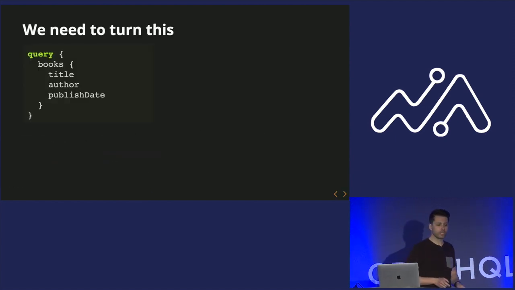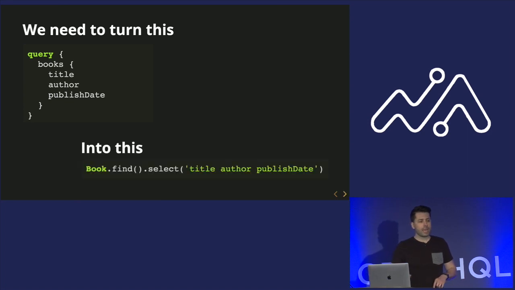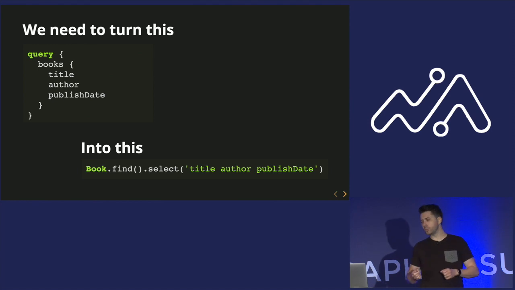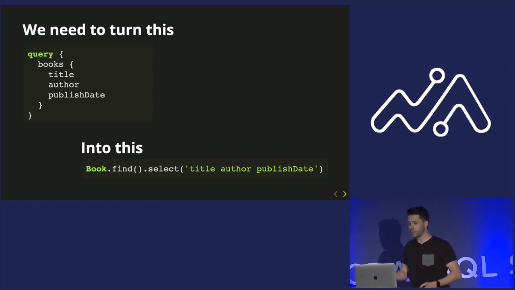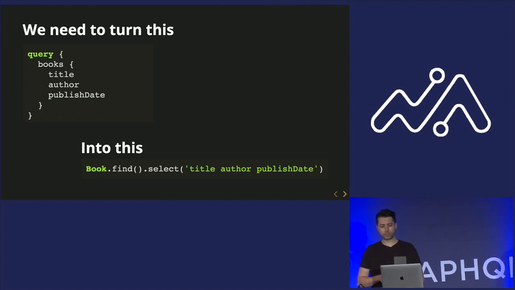So what we want to do essentially is take this query here, books with those 3 fields, and we want to turn it into something that looks a little bit like this. I'm using a library called Mongoose. It sits on top of Mongo, gives a nice API for making queries and that sort of thing.